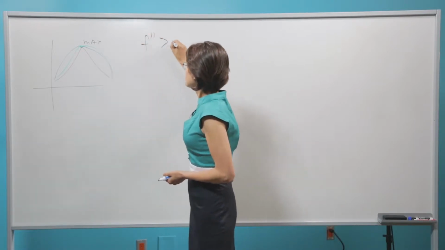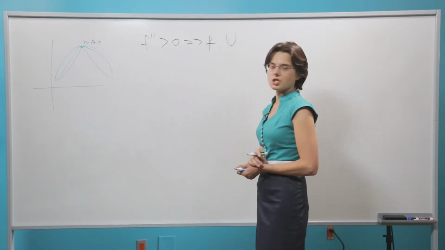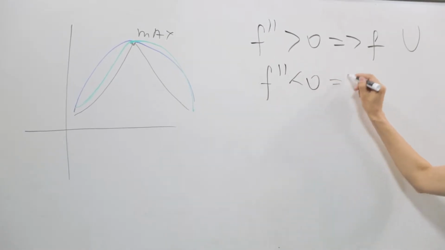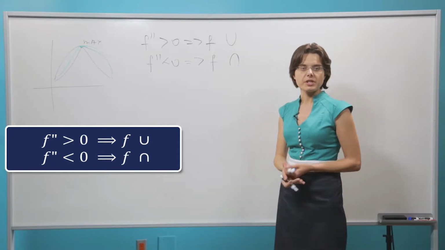If second derivative is positive, then the function is concave up. The shape is like this. And if second derivative is negative, then the shape of the function is concave down. Let us do some examples.